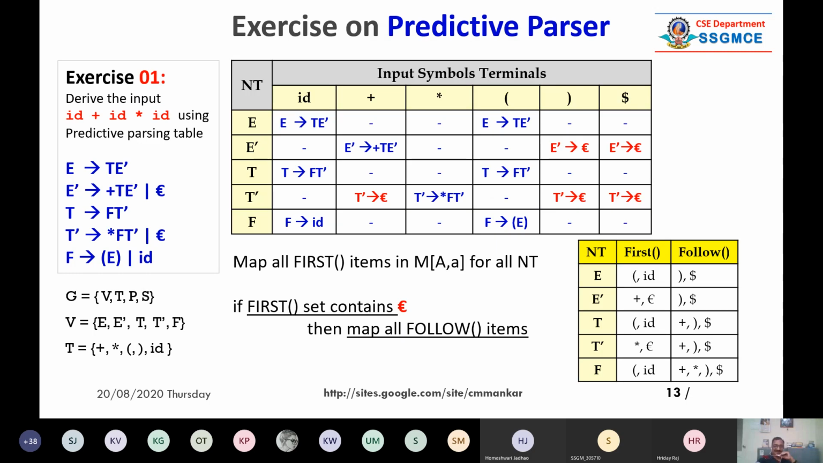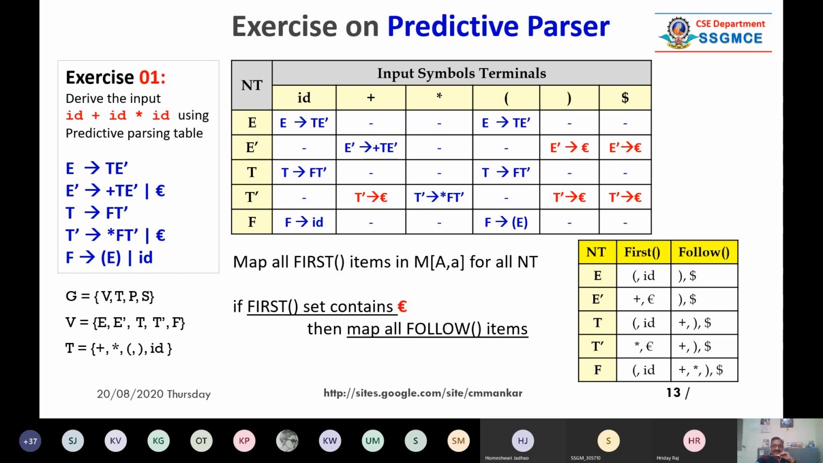Okay. Anyway, so we have a parsing table. We have first and follow sets on one side. Here it is written that if the first set contains epsilon, then map all the follow items. Now here, if you see the parsing table, there are blue entries. The blue entries are telling you that these are the mapping of the first sets, the first items of all the non-terminals. And the red items are telling you that you are mapping the follow items of non-terminals.